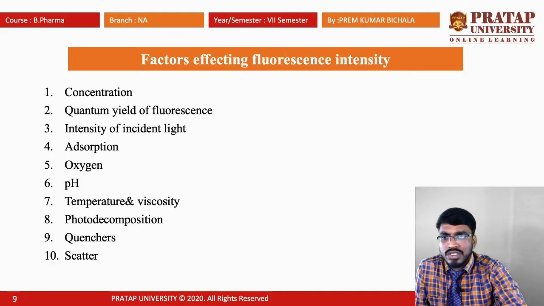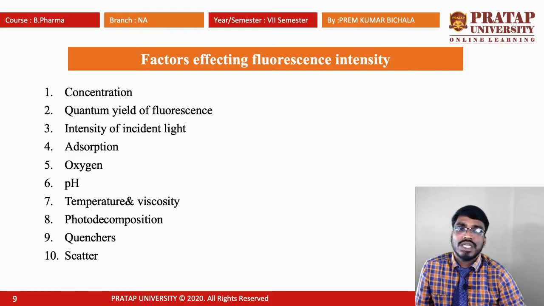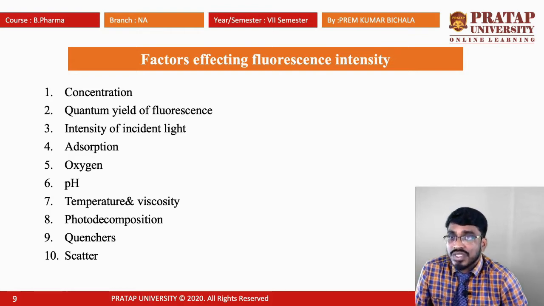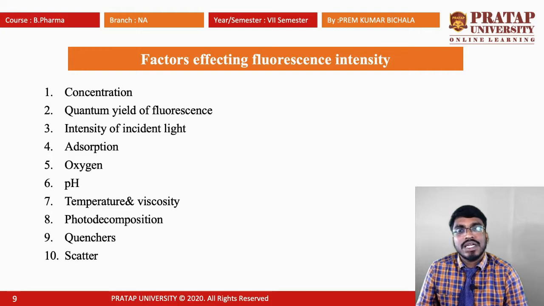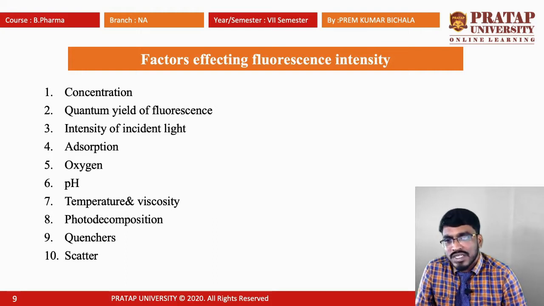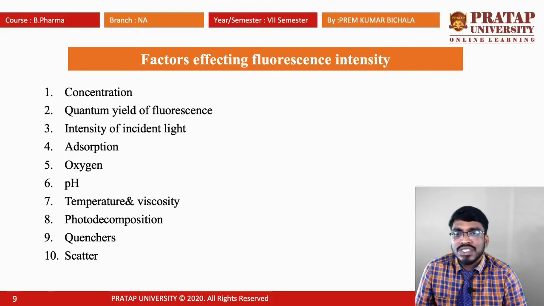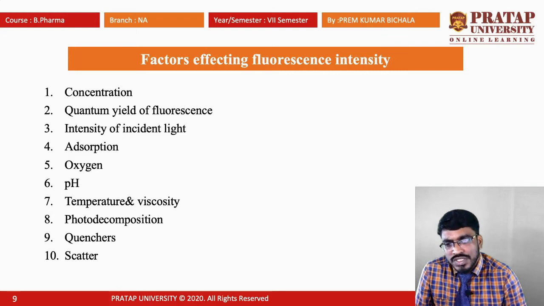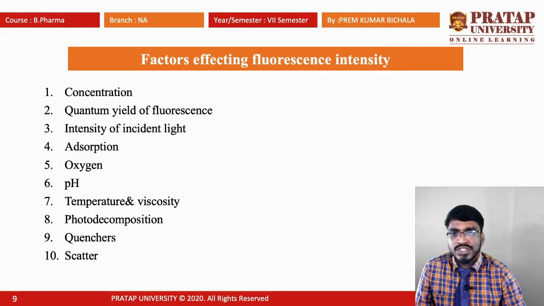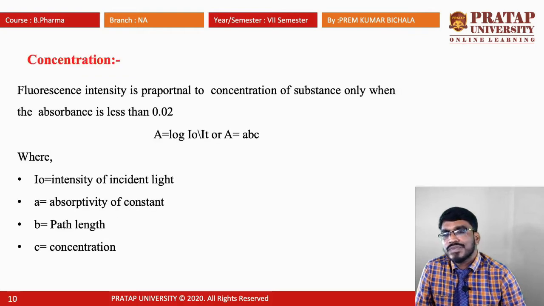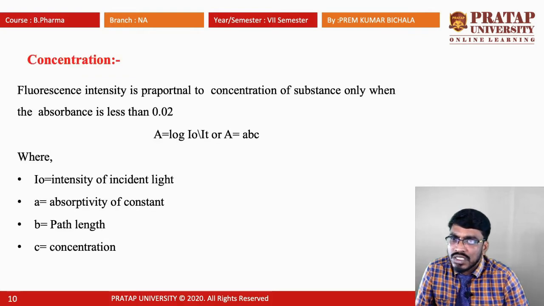So here I mention some factors which affect fluorescence intensity. In that: concentration, quantum yield of fluorescence, intensity of incident light, absorption, oxygen, pH, temperature and viscosity, photodecomposition, quenchers and scatters. We'll see them one by one. The first one is concentration.